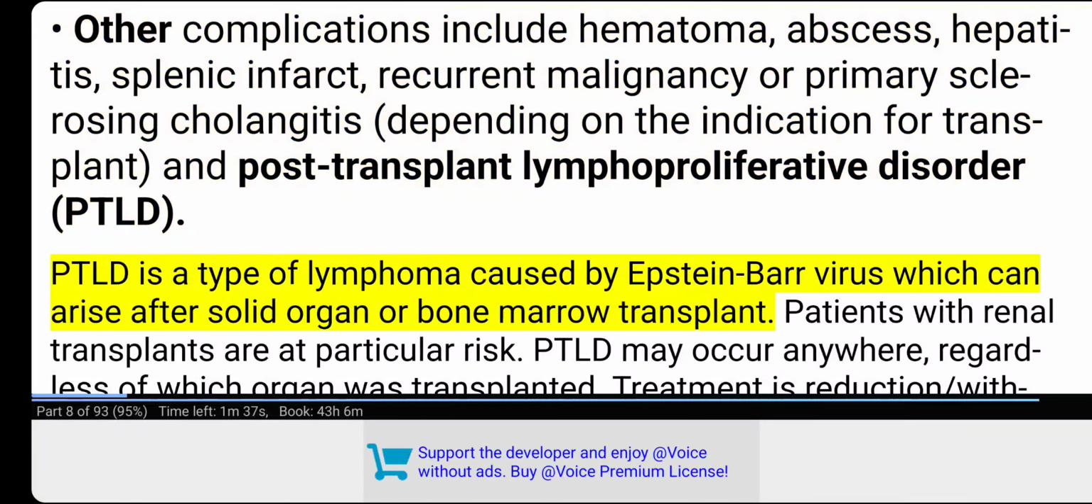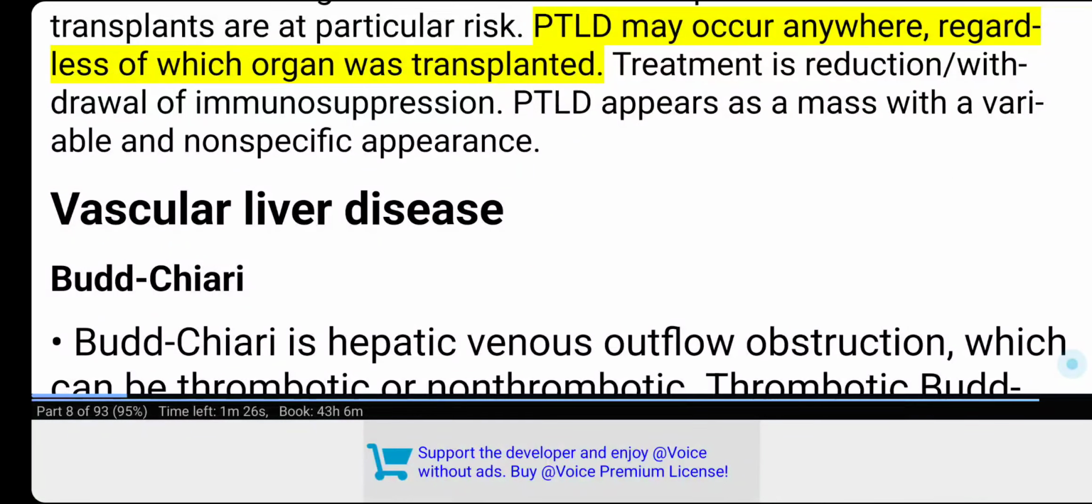PTLD is a type of lymphoma caused by Epstein-Barr virus which can arise after solid organ or bone marrow transplant. Patients with renal transplants are at particular risk. PTLD may occur anywhere, regardless of which organ was transplanted. Treatment is reduction or withdrawal of immunosuppression. PTLD appears as a mass with a variable and nonspecific appearance.